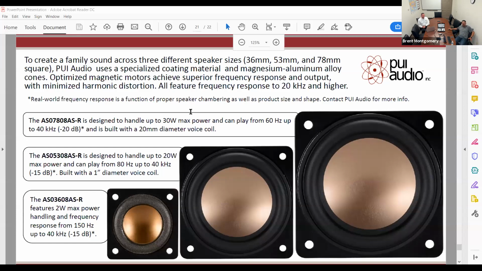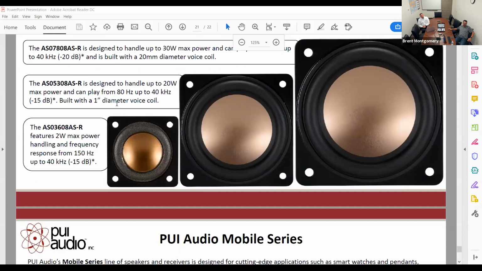The three speakers we have here are what we call our Copperhead series. The idea for this line was to create three speakers in three different sizes that are made in about the same way and have the same tonality, while packing up to 30 watts of power handling into a 78 millimeter speaker. These actually have frequency responses out to 40,000 hertz.